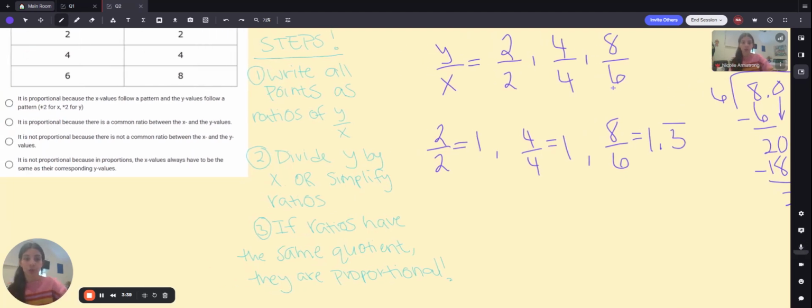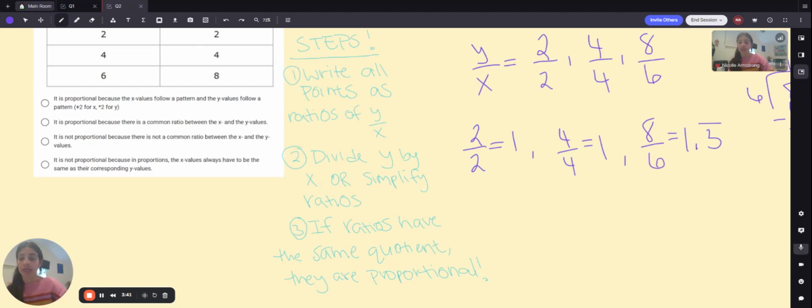So let's look at our answer choices and see which one is our best bet. We already know that we do not have a proportional relationship, so we can cross out A and B. Option C says it is not proportional because there's not a common ratio between the x and the y values. And D says it is not proportional because in proportions, the x values always have to be the same as their corresponding y values. We understand that the ratios have to be in common, so the best answer choice here would be C.